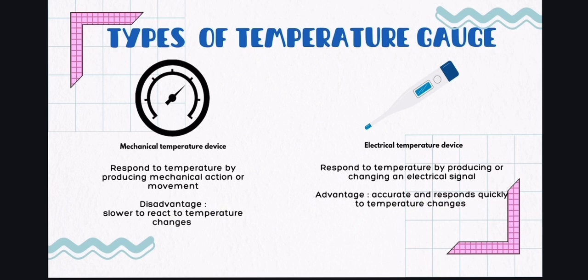Types of temperature gauge. Mechanical temperature device. Responds to temperature by producing mechanical action or movement. Disadvantage: slower to react. Electrical temperature device. Responds to temperature by producing or changing an electrical signal. Advantage: accurate and responds quickly to temperature changes.